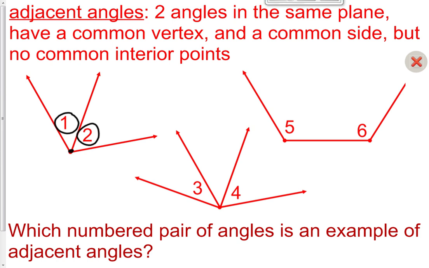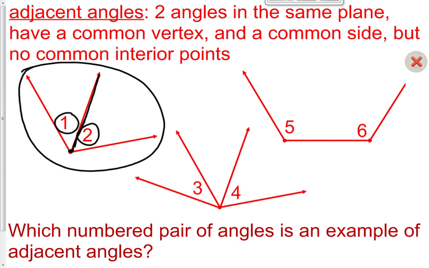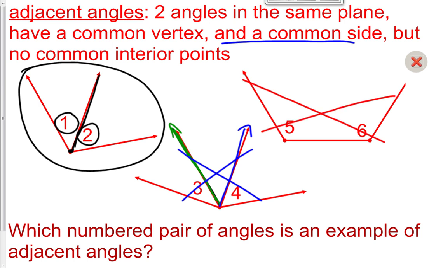They share a common vertex, and they also have a common side. This ray right here is a common side. So angle 1 and angle 2 are adjacent angles. 3 and 4 are not adjacent angles because they don't share a common side. Notice how angle 3 has this green ray as a side, and angle 4 has this blue ray as a side, so they don't share a common side. So 3 and 4 are not adjacent angles. 5 and 6, again, are not adjacent angles because they don't share a common vertex. They have to have a common vertex and a common side.